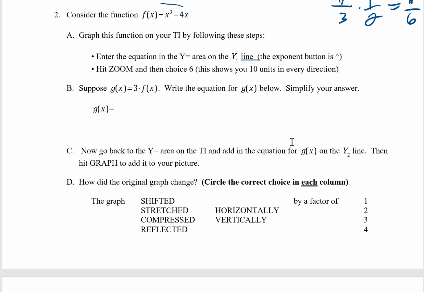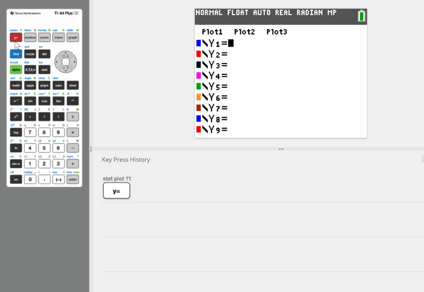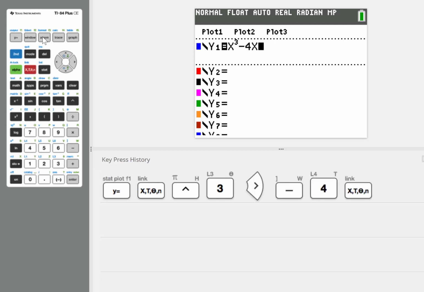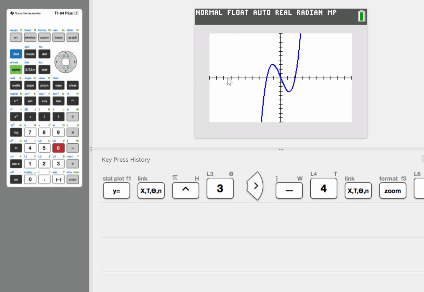Problem number 2, we're asked to go to the graphing calculator and graph this function. F of x equals x cubed minus 4x. We're going to do so in the Zoom 6, the Zoom standard window. So I'll hit the y equals, I'll type in my function, x for the exponent button, use this symbol, x cubed, arrow down to the main screen, minus 4x, and then I'll hit zoom and choice 6. That's the one that shows you 10 in every direction. So here's the graph that we wanted.